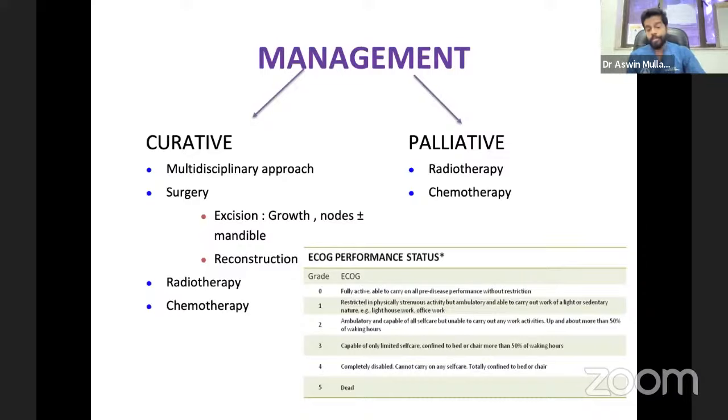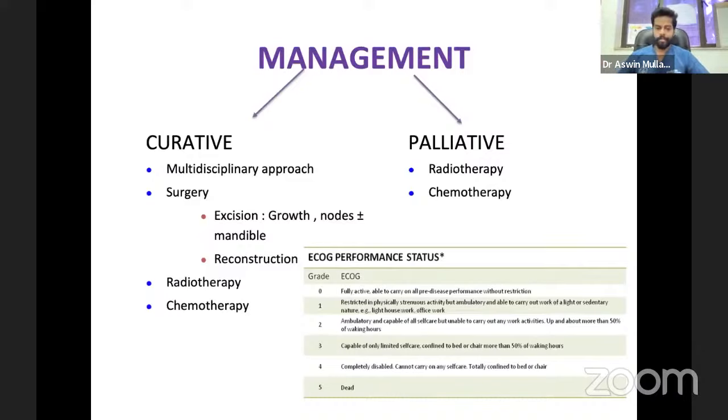Then ECOG 3, a little more debilitating condition, like the patient is capable only of limited self-care. He or she will be mostly dependent on the family members, mostly confined to the bed. ECOG 4, completely disabled. ECOG 5, dead. So why is it important? We will be seeing the patient, whether the management will be either curative or palliative.